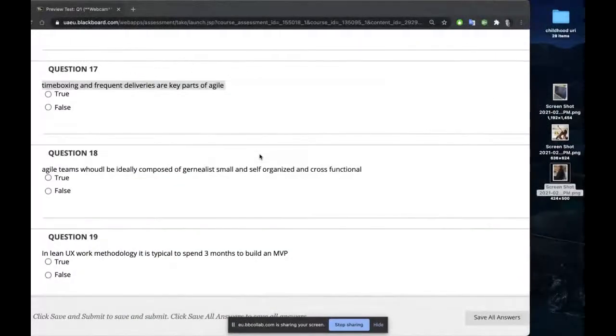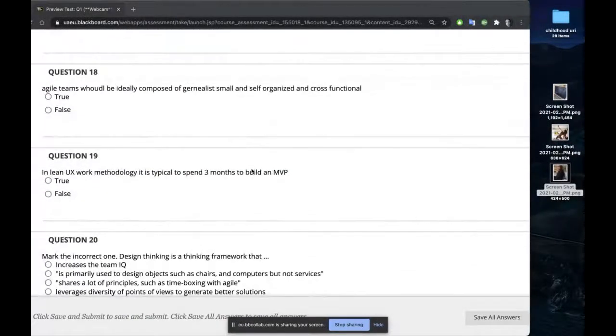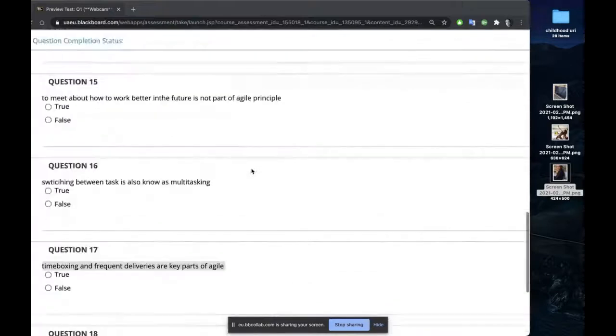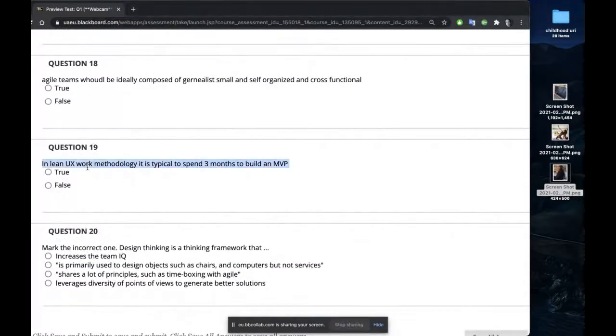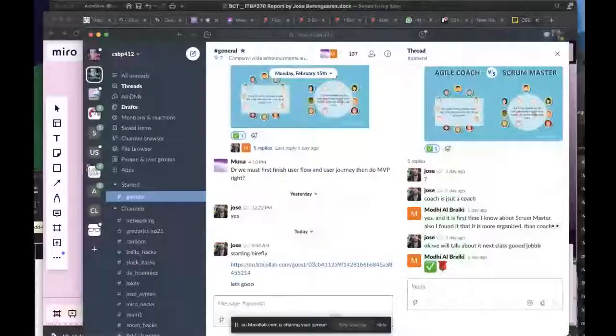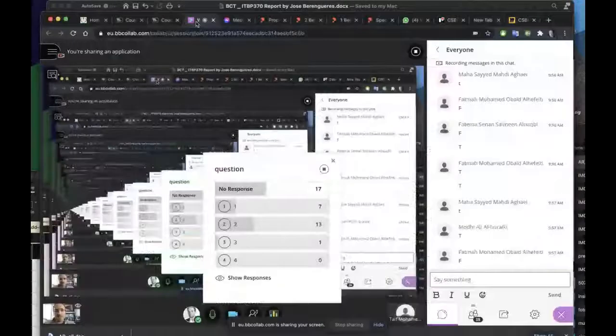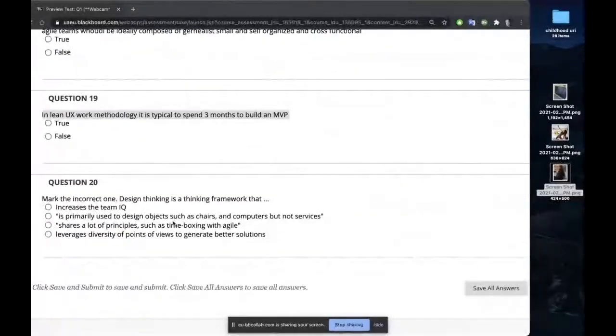Agile teams would be ideally composed of general... Oh no, sorry. Wait, is this question repeated? No. In the Lean UX work methodology that we saw in class, it is typical to spend 3 months to build an MVP. True or false? This is completely false.